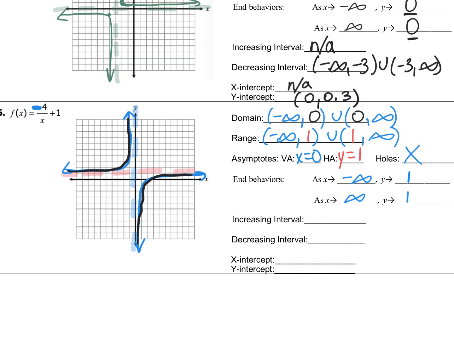Okay, so I still copy the domain, but I put it on the increasing line. So then decreasing is nothing, and then I would get my x and y intercepts from Desmos, okay? In this case, there is no y-intercept. What's the x-intercept?